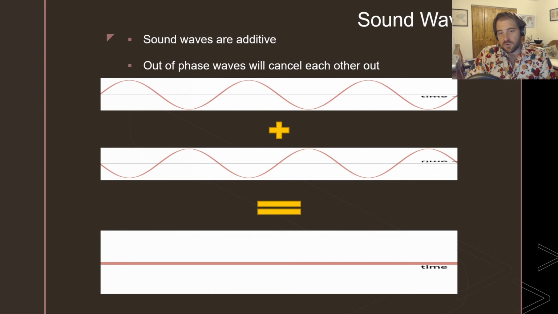This is how noise cancellation works. Well, this is how some kinds of noise cancellation work. Active noise cancellation works this way. It will sense what frequency is most prominent in the environment, or frequencies, and it'll play these out of phase, and you don't hear the sound anymore because they've been blocked out.